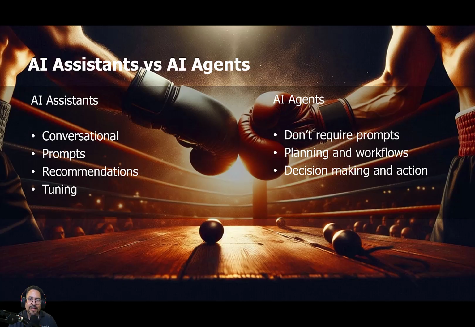So our first question can be here. We've heard a lot about AI assistants and AI agents. And the main difference here is that AI assistants are usually conversational AI like chatbots, and you communicate with them using prompts. And they will give back some sort of recommendation. It can suggest information based on the data that it has access to. And on the other hand, you have AI agents. They don't require prompts, and they can work more individually. They can plan and develop their own workflows, and they can also do decision making and take actions.